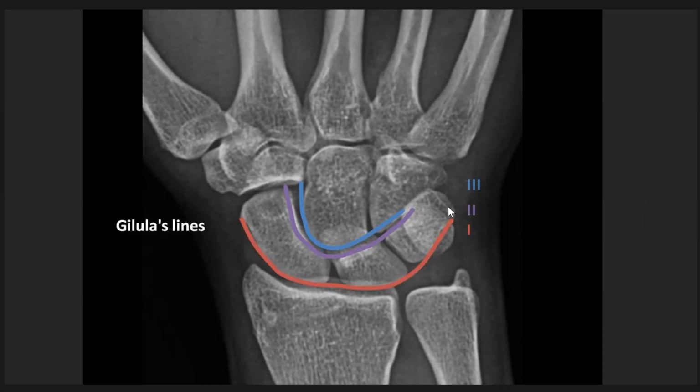Line number 2 is along the distal aspect of the proximal carpal row. And line number 3 is along the proximal convex curvature of the capitate and hamate. Any disruption of these arcs or any overlapping of the adjacent bones commonly indicates underlying carpal instability or fracture.